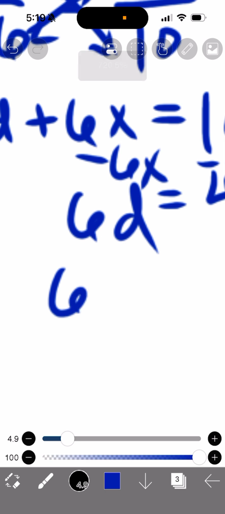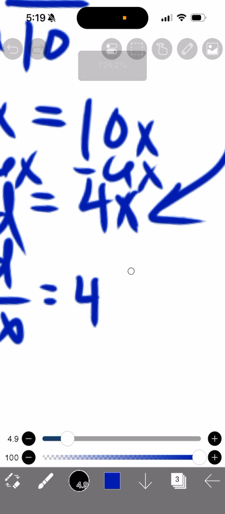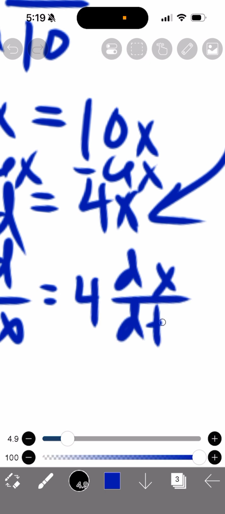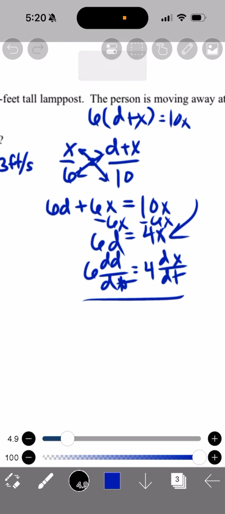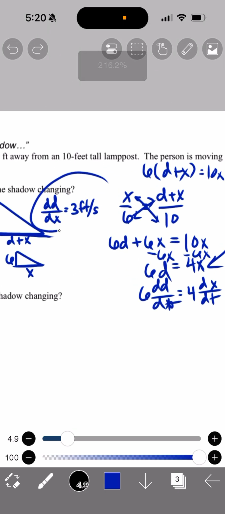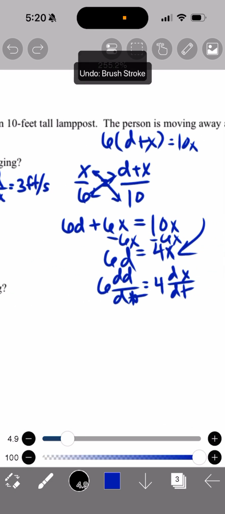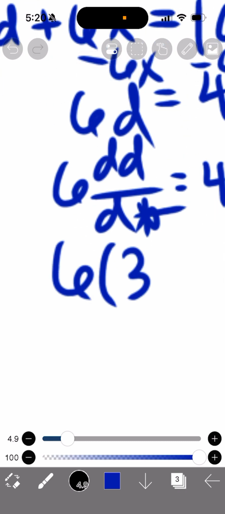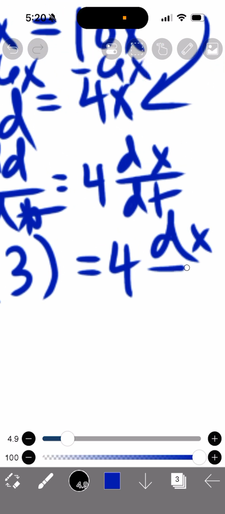So what we're going to get here is 6 dd over dt is equal to 4 dx over dt. I said over dx, that's dt, sorry. This is because the derivative of 6d is 6, and you have to add the derivative, and the derivative of 4x is 4, and you have to add. This becomes a lot easier when we remember that we identified this earlier: dd, this d is changing at a rate of 3 feet per second. We can plug that 3 in here, 6 times 3, equal to 4 dx over dt.